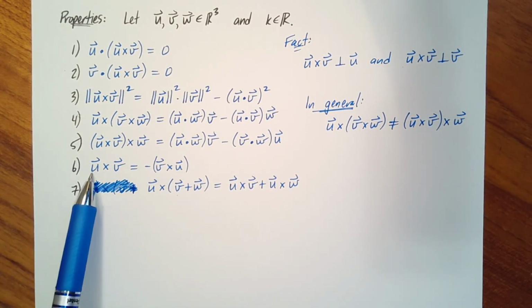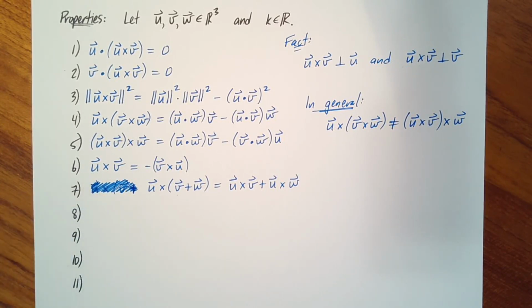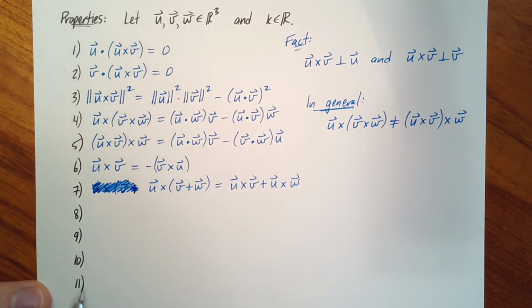Now, because of property 6, and we know that the order of the vectors matters in a cross product, we can't immediately assume that the cross product will distribute into addition from the right as well. Although in this case it turns out it does, that's actually going to be a separate property. It doesn't automatically follow from the seventh property.